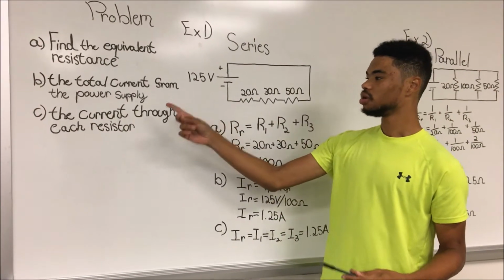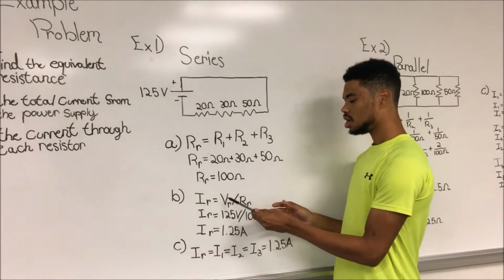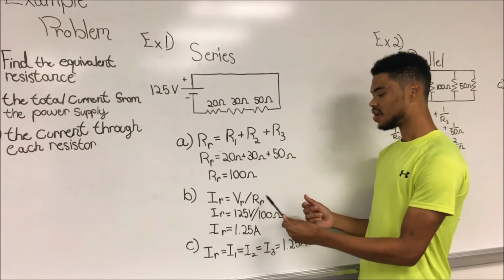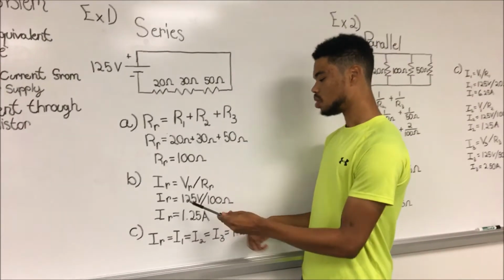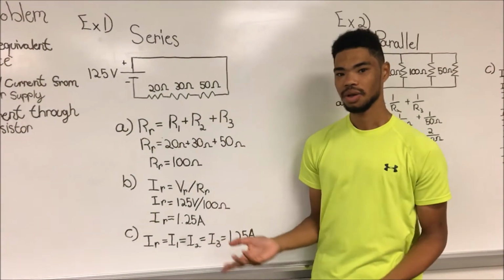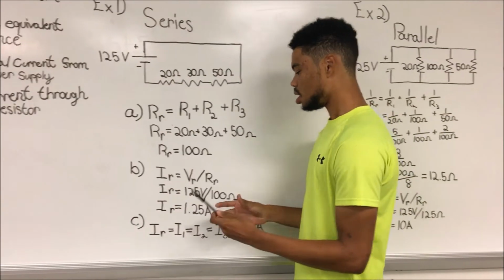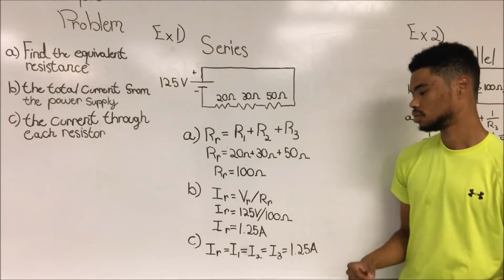To find the current through the power supply, you use Ohm's law, which is current equals voltage divided by total resistance. Current equals 125 volts divided by the 100 ohms that we saw from example A. So your current will equal 1.25 amps.